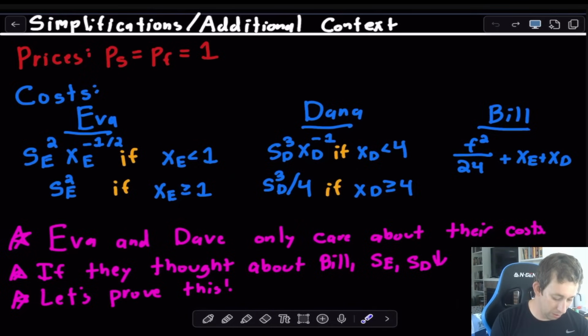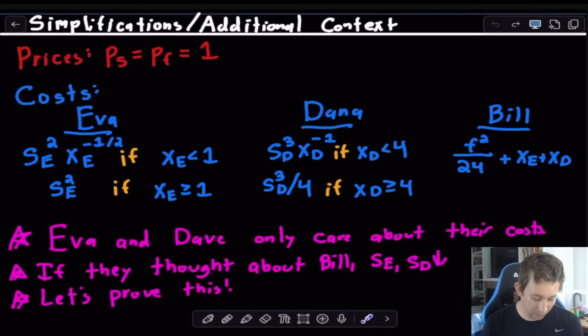On the cost side, we're going to have this sort of complicated function for EVA, which is going to be a piecewise function, where again, SE is the amount of steel, XE is the amount of pollution. And basically what we're saying is that for EVA, if she produces enough steel, this pollution doesn't affect her cost. And same thing for Dana, where this pollution sort of drops out if she produces at least 4 units of steel. And notice Bill's cost here is F squared over 24, plus the amount of pollution that EVA puts in the river, plus the amount of pollution that Dana puts into the river.